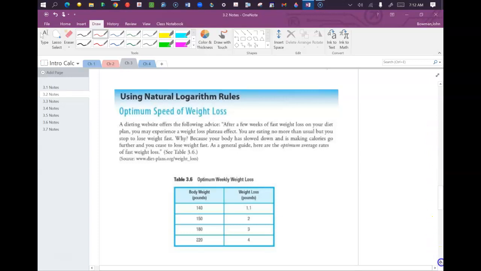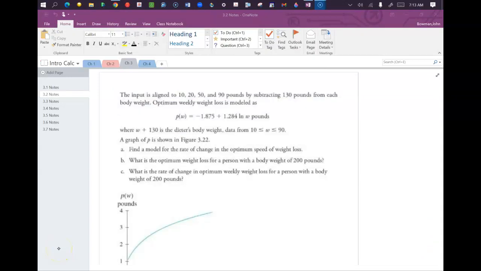So let's see what the questions are. The input is aligned to 10, 20, 50, and 90 pounds by subtracting 130 pounds from each body weight. Optimum weekly weight loss is modeled by the function P of W is equal to negative 1.875 plus 1.284 times the natural log of weight in pounds, where W plus 130 is the dieter's body weight. Data ranges from 10 to 90. A graph of P is shown in figure 3.22.